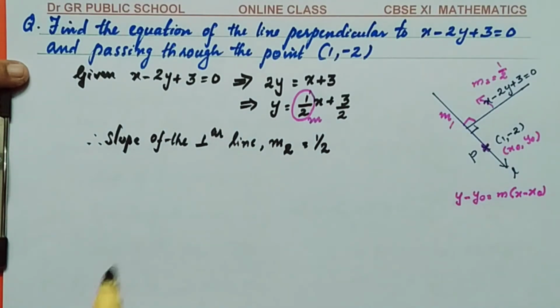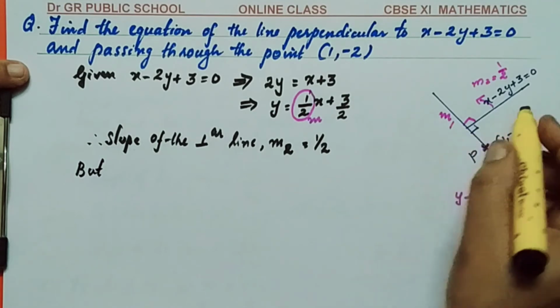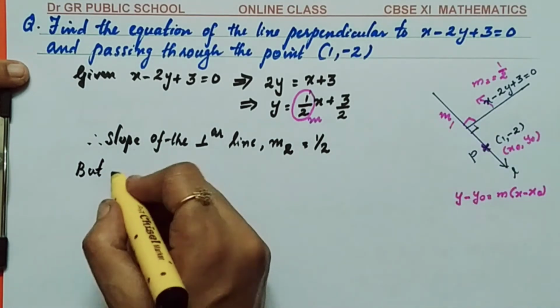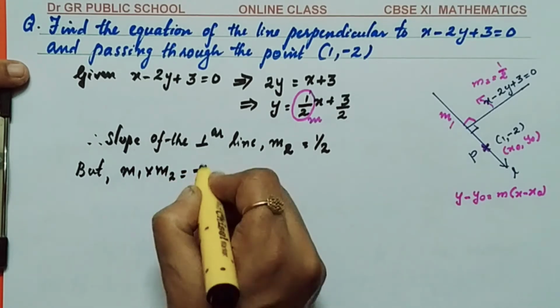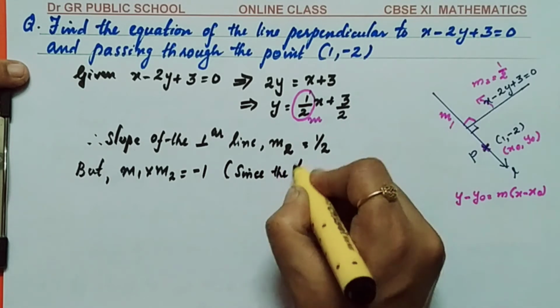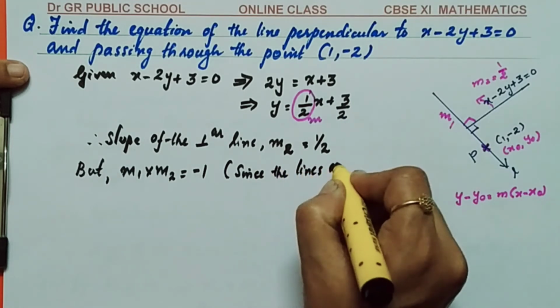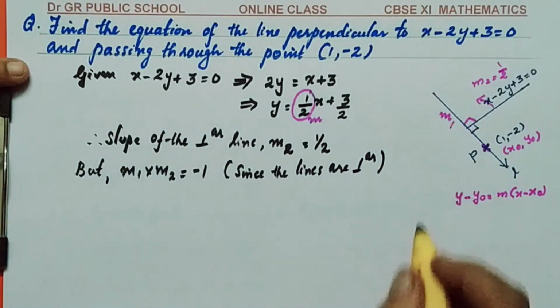But the first line and the second line are perpendicular to each other, so the product of their slopes is minus 1. Since the lines are perpendicular, the product of their slopes is minus 1. My aim is to find the slope m1.